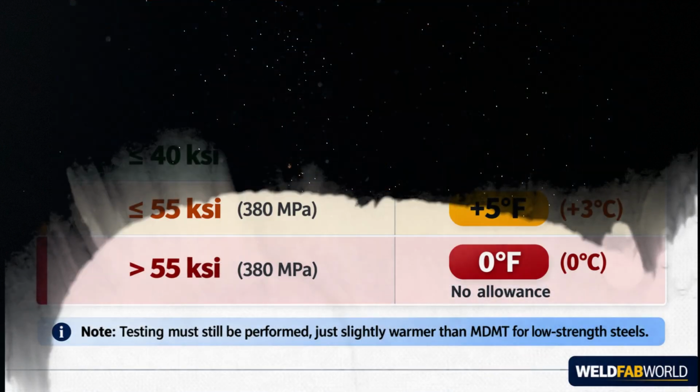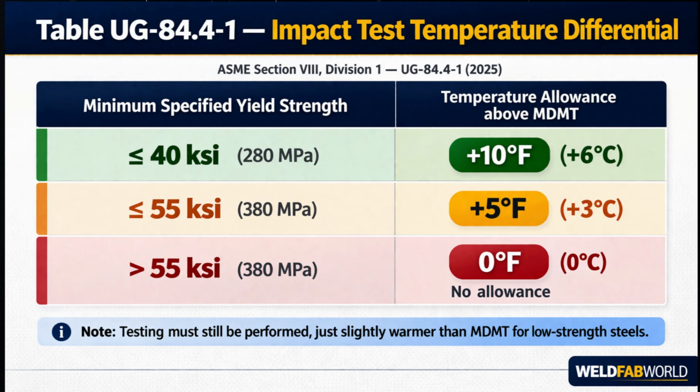So for a low-strength steel with yield strength 40,000 psi or less, you can test 10 degrees Fahrenheit, 6 degrees Celsius, warmer than the MDMT. For yield strength up to 55,000 psi, 5 degrees Fahrenheit warmer. But for anything stronger than 55,000 psi, you must test at or colder than MDMT. No exceptions. Now, what about subsize specimens?